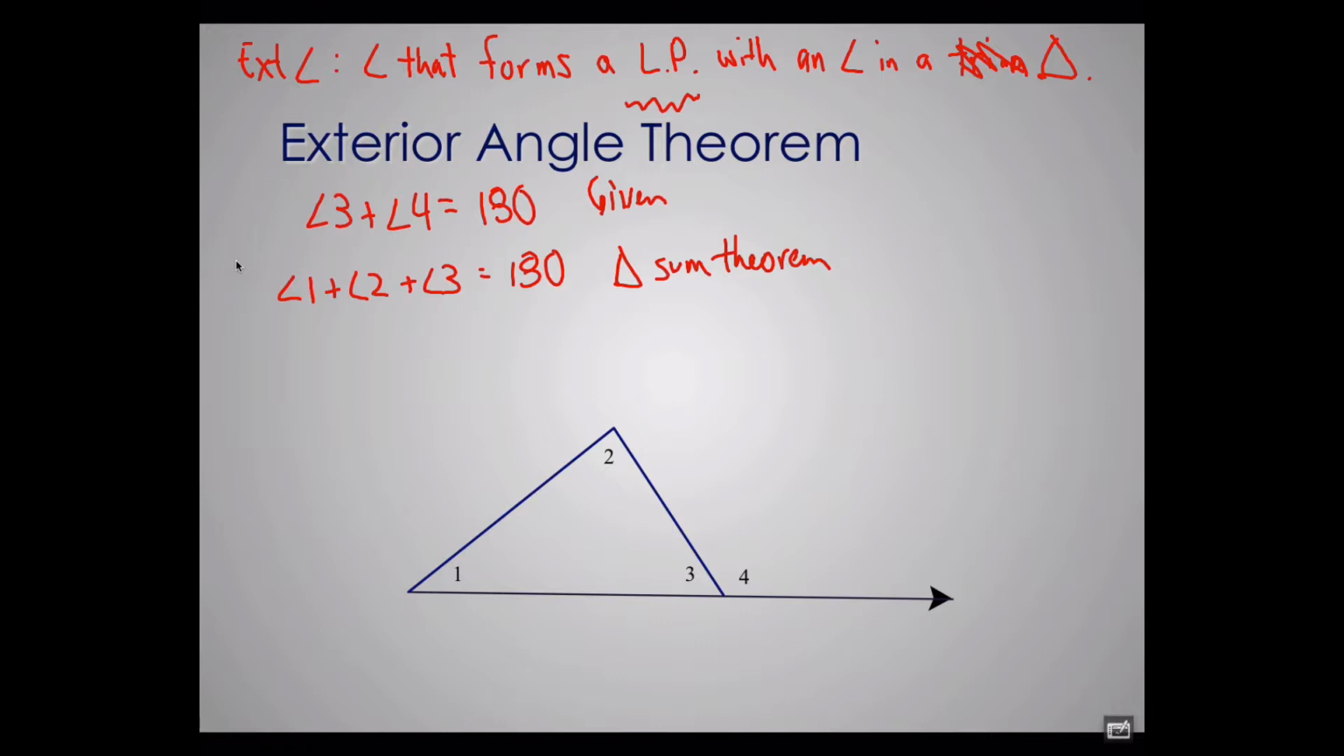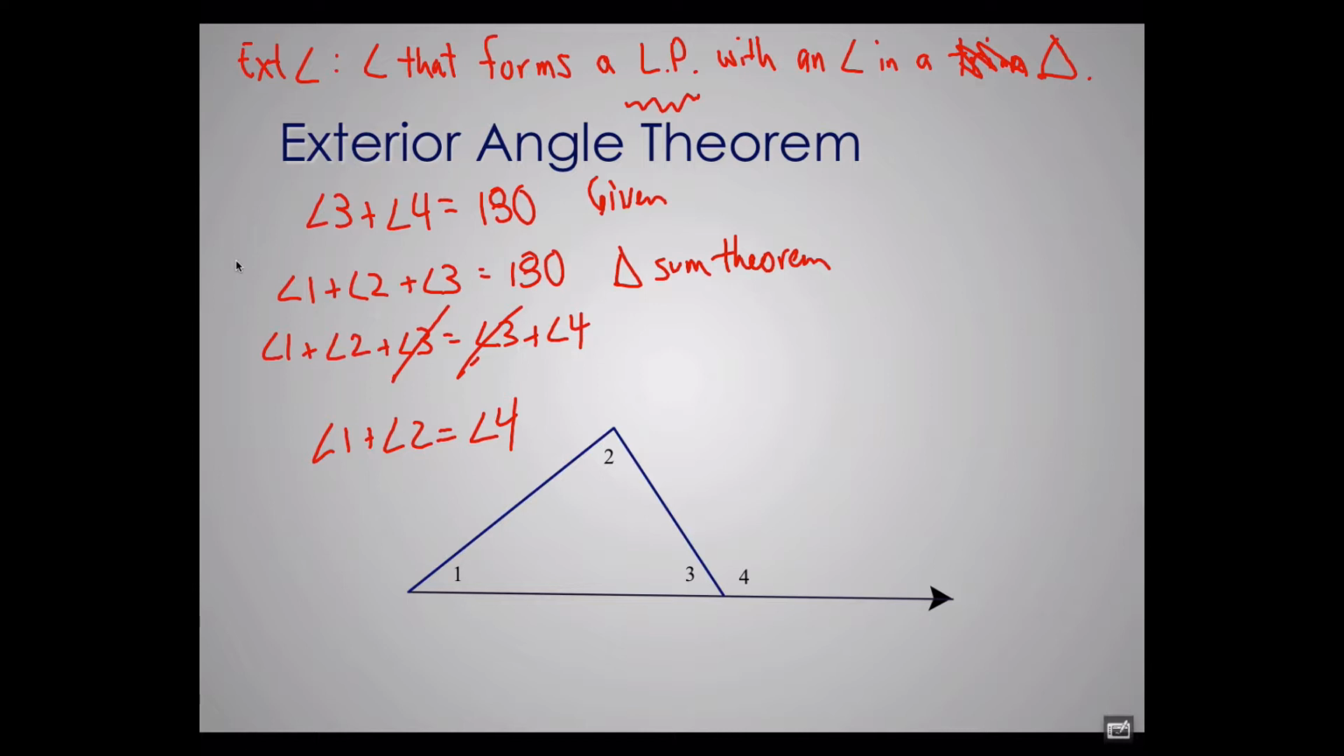Is that angle 1 plus angle 2 plus angle 3 equal to angle 3 plus angle 4? And you cross out the 3's from both sides. So now you know angle 1 plus angle 2 equals angle 4. Beautiful. Nicely done.